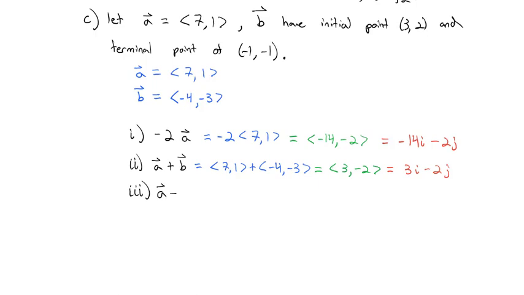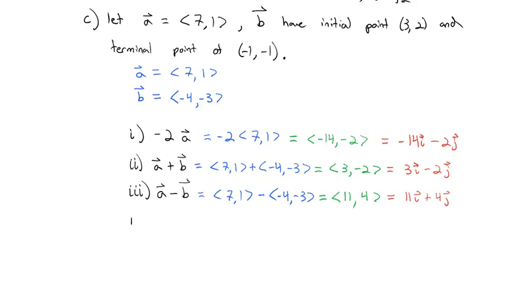Let's subtract the vectors, a minus b. Well, vector a is 7, 1. Minus vector b, which is negative 4, negative 3. Subtracting component by component, 7 minus a negative 4 becomes 11. 1 minus a negative 3 becomes 4. And we have our component form of a minus b, which is equal to 11i plus 4j. We want to make sure we always have that vector notation above i and j.